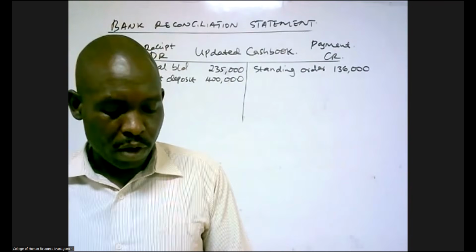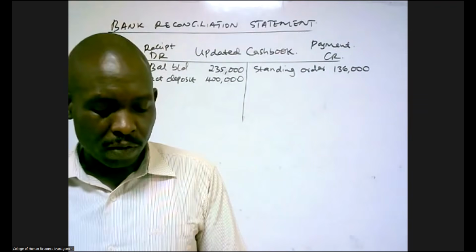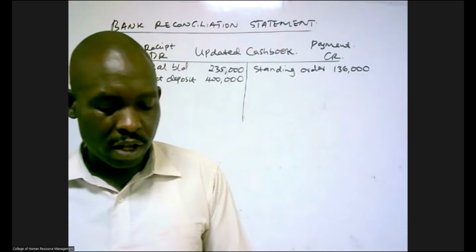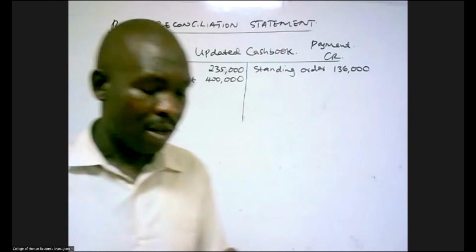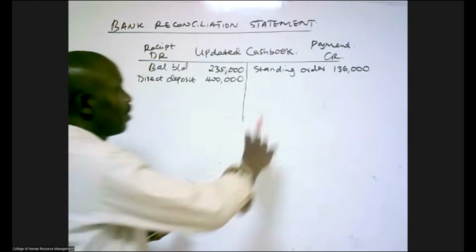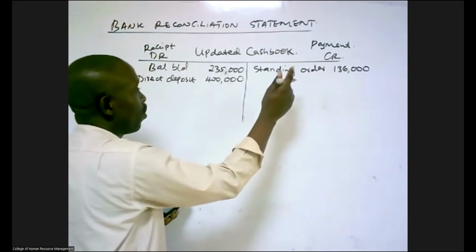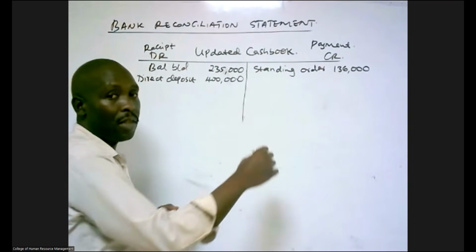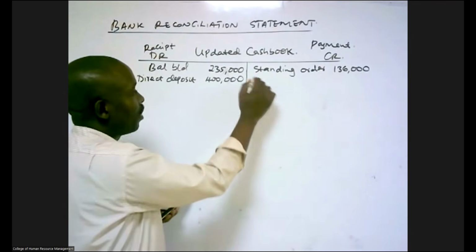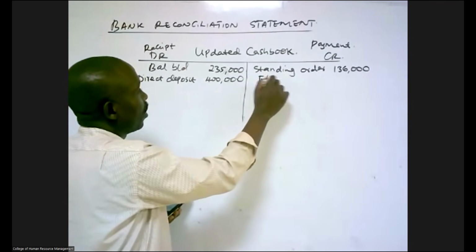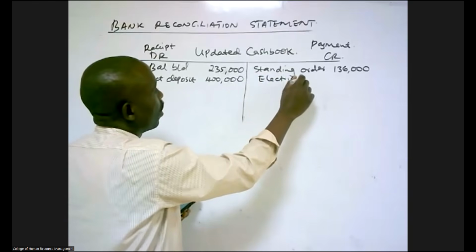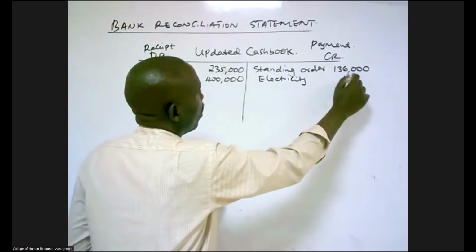Then number 4, electricity expense of 4,000 was recorded only in the bank statement. So electricity is a payment. We put it now as a payment also in the cash book. Paid in the bank, but not paid in the cash book. Electricity of 4,000.